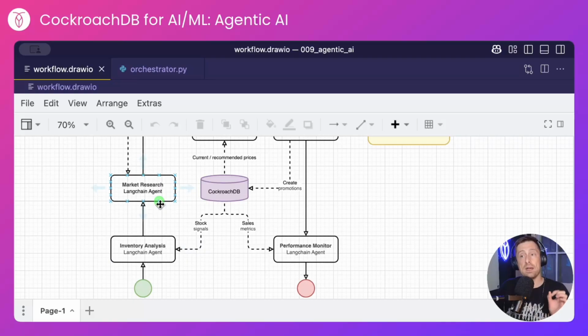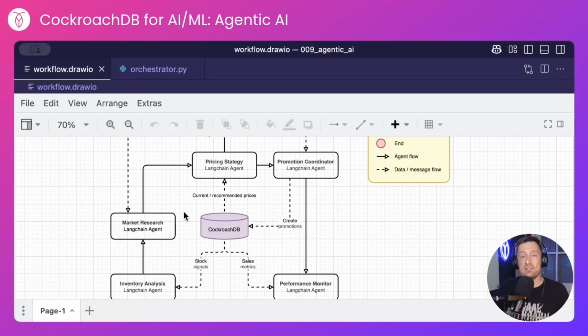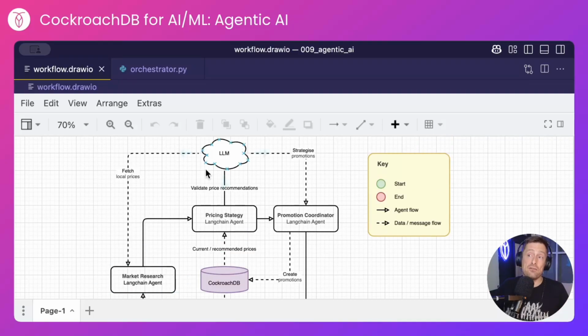Then we'll send it off to a market research agent. This agent's job will be to go out to the market, see what prices other coffee shops are offering in Camden Town, and pass that along to the next agent. This will be fetching data from a large language model, and it will forward it over to the pricing strategy agent. This agent will rationalize our pricing strategy before sending it over to a promotion coordinator.